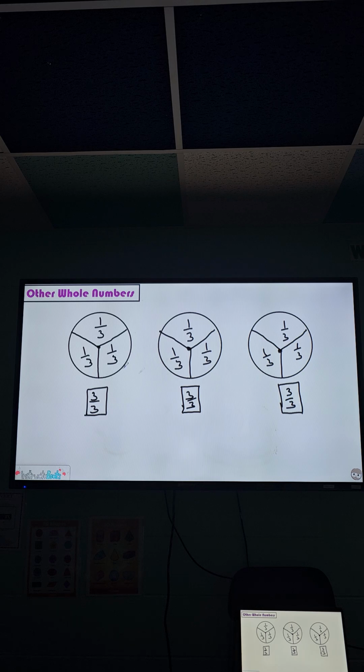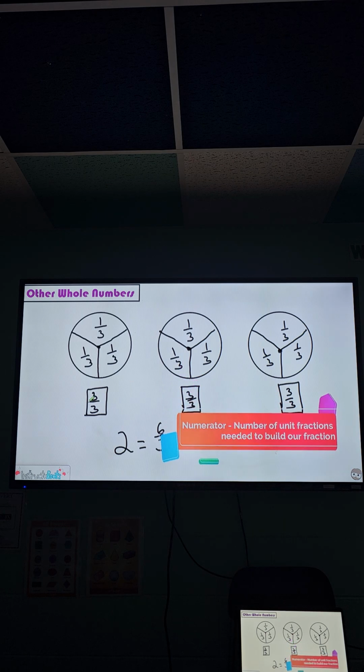Now, we know 1 is equal to 3/3. What if I ate 2 whole pizzas together, right? Well, if each one is made up of 3/3, if I had 2 pizzas, that would mean I ate 6/3. And that goes back to our definition of a numerator. The numerator tells us the number of unit fractions needed to build the fraction we're talking about.